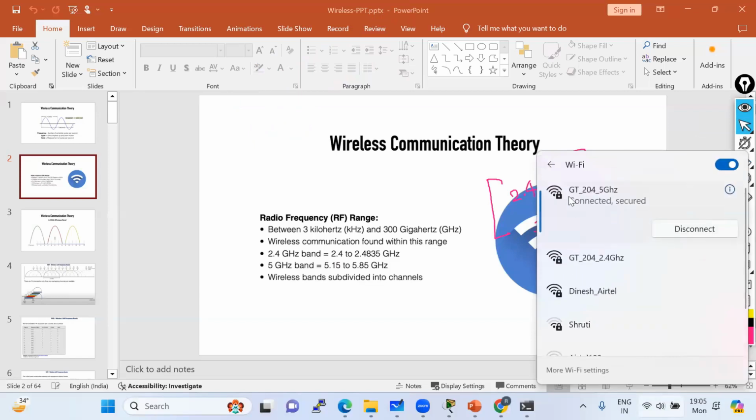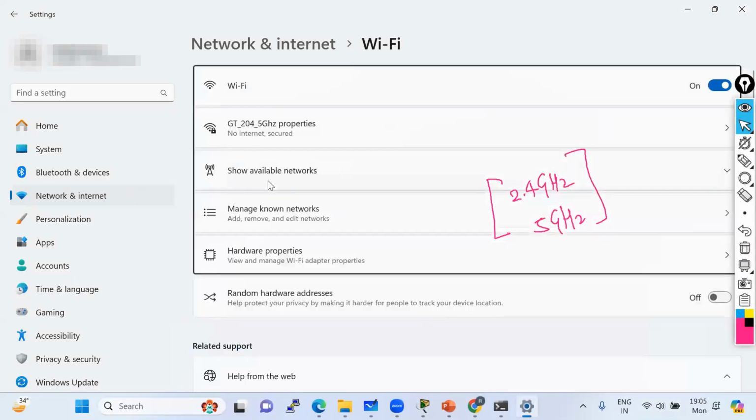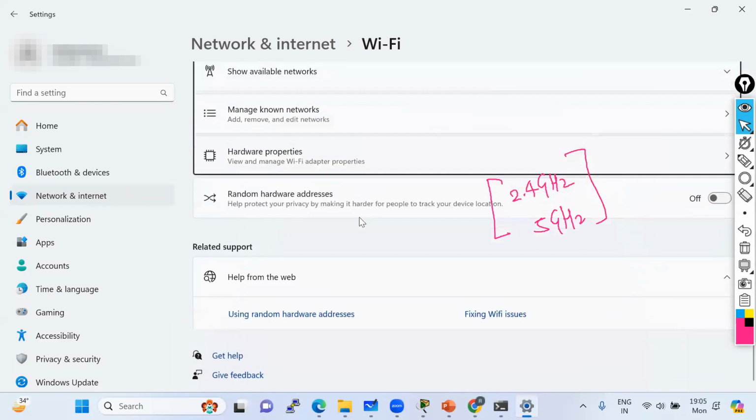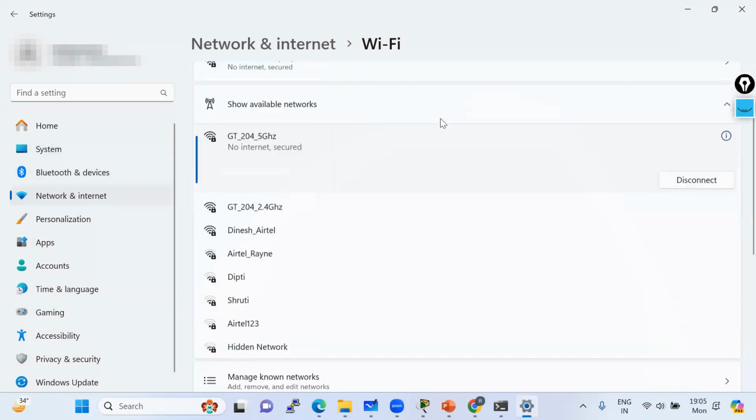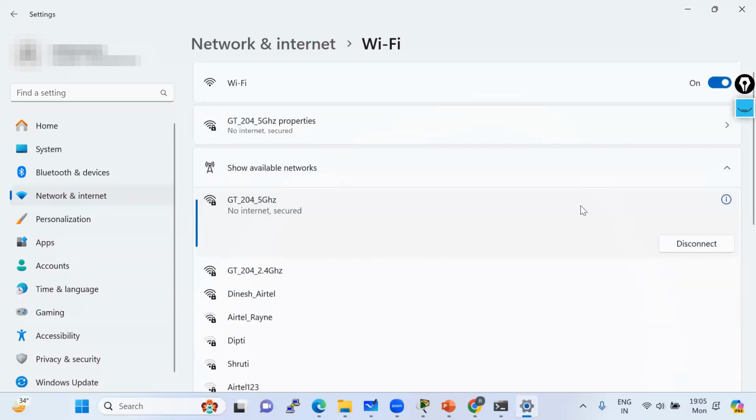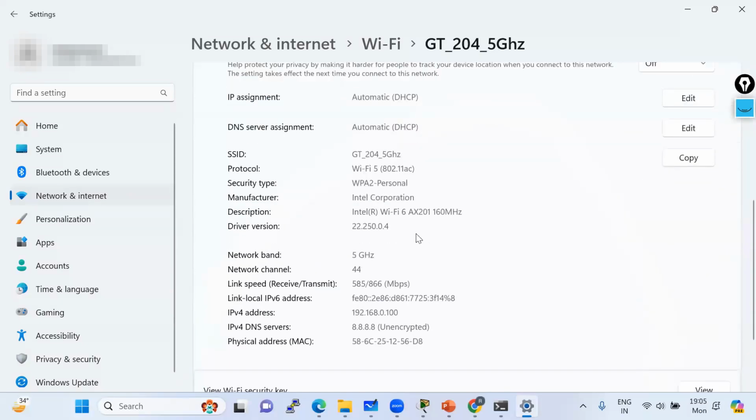Even in the real scenario you can see there are two bands: a 5 gigahertz and a 2.4 gigahertz. If you go into the more Wi-Fi settings, you will see which band you have connected to. Let me show. If I click on this, you can see right now it's connected on the 5 gigahertz network band, and this is the channel, this is the speed. You can see 585 receive and 688 download, this kind of transmit and receive signal.